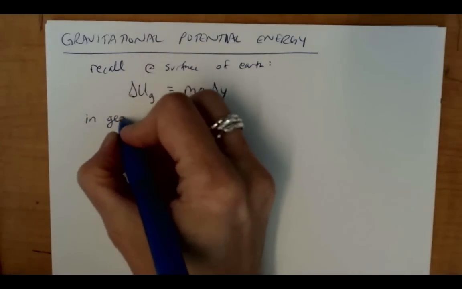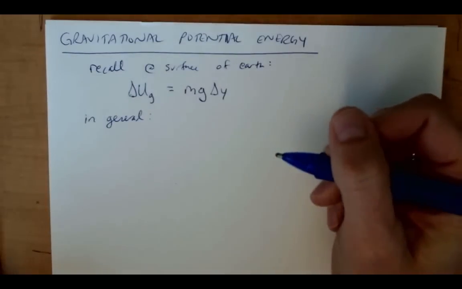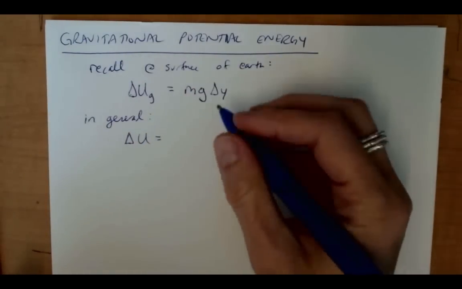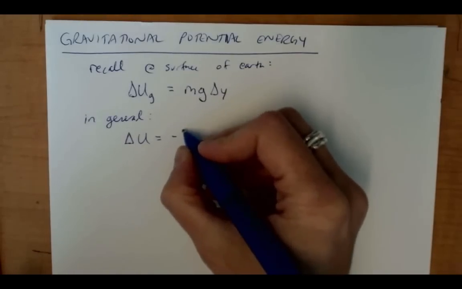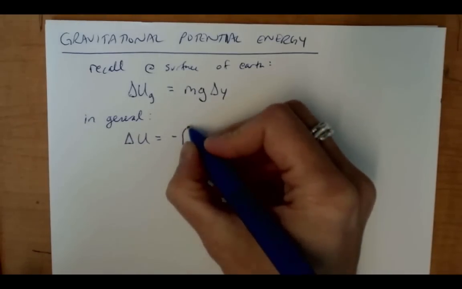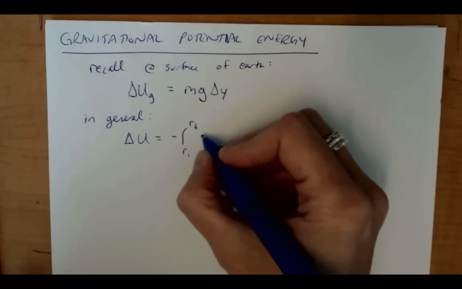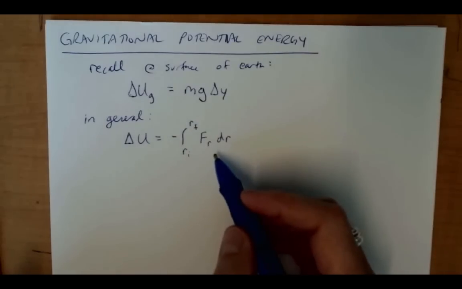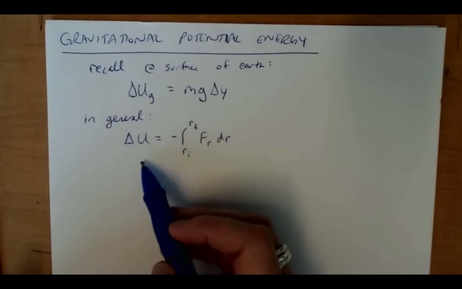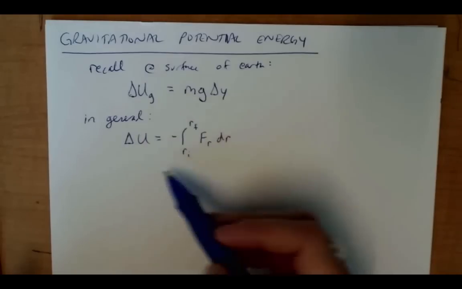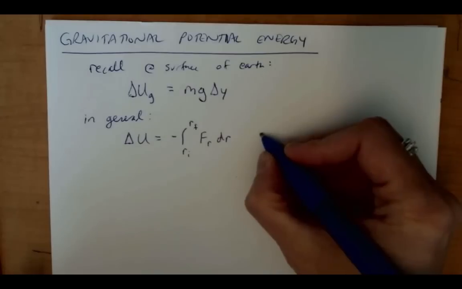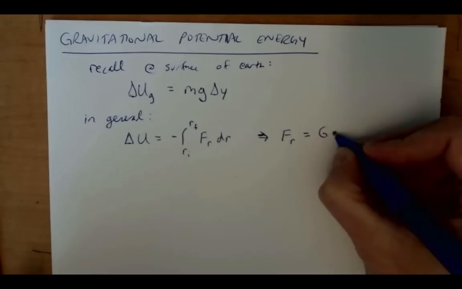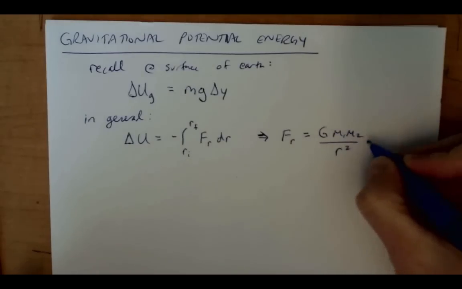Now, in general, if we're going to talk about our general expression for the gravitational potential energy, we can go back to the definition of potential energy, which is that it's equal to the negative integral from some position r initial to some position r final of the force dr. So this came from the idea that the force was equal to negative dU/dx, right? So F_x equals negative dU/dx. This is now the integral form of that same equation. So for us, the force is equal to G m1 m2 over r squared.